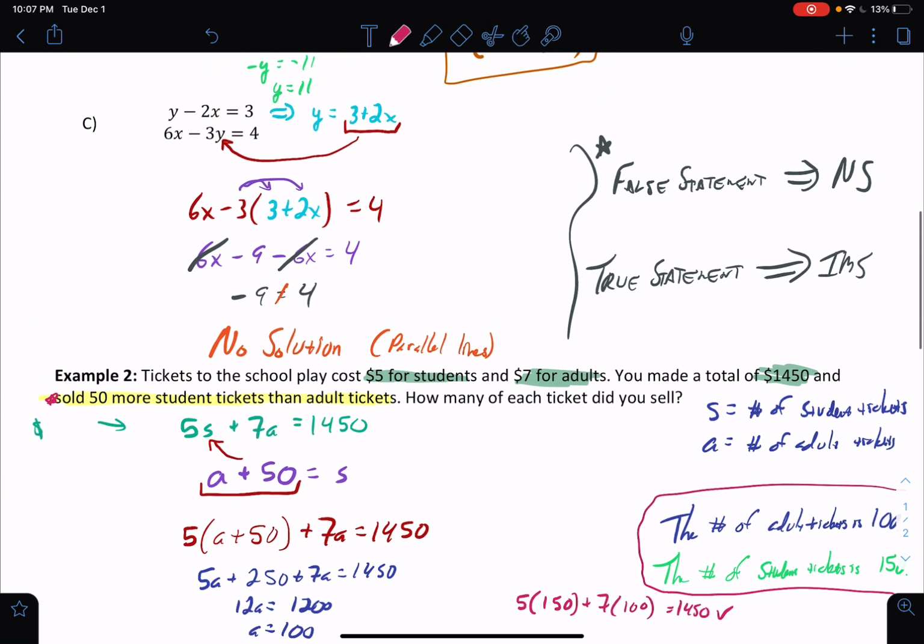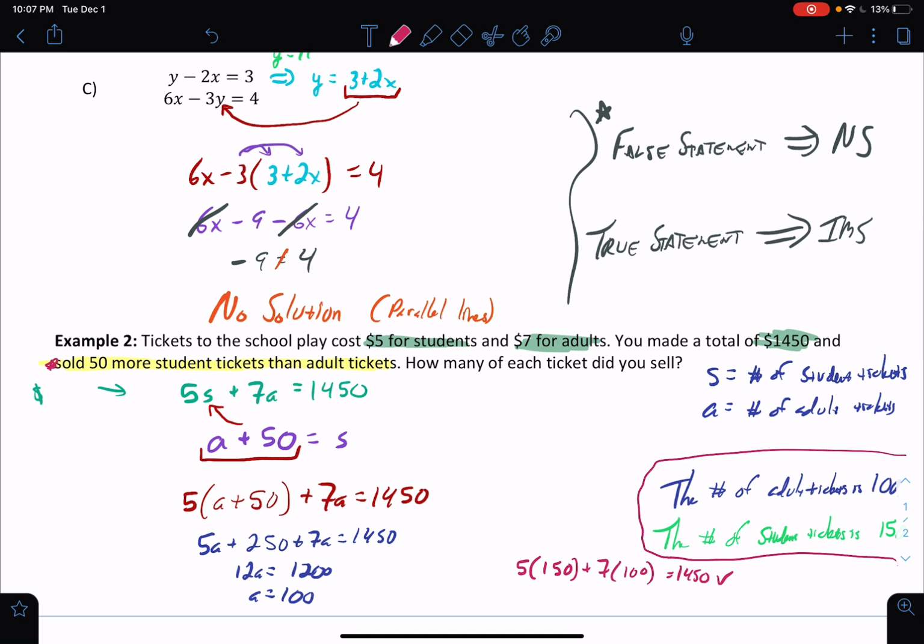Just some general math examples and then an application problem.